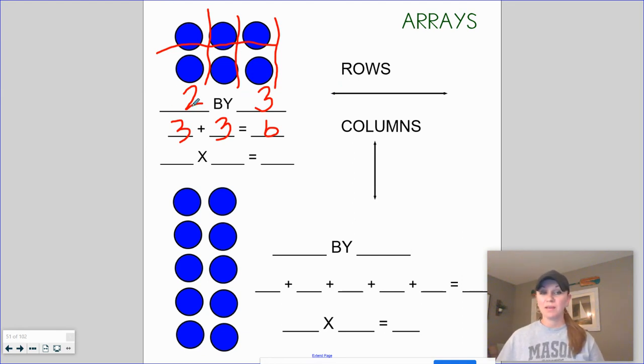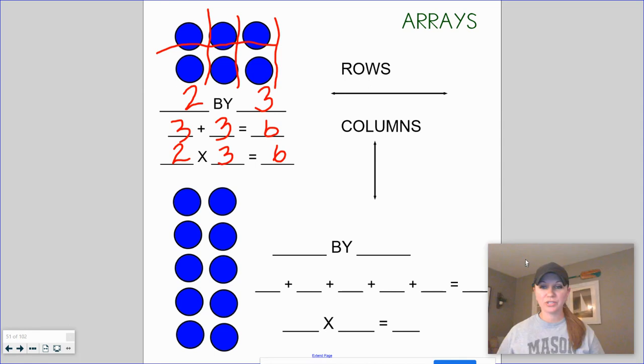Now, the same name of the array would also match the multiplication sentence. So that's a good thing too, is once you get used to naming the array, it transfers over nicely into that multiplication number sentence. So this would help me to figure out 2 times 3, right? We had 2 rows of 3, 2 groups of 3, and then we now know the answer is 6, right? And that repeated addition helped us figure out the answer as well too, right? We had 3 plus 3, and that equaled 6.